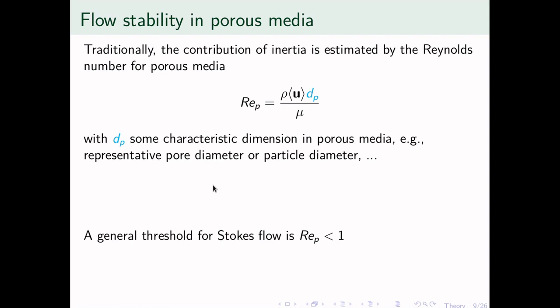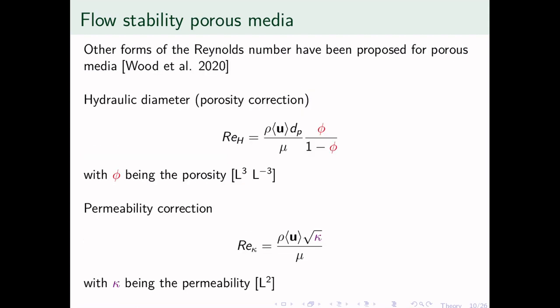For the Reynolds number for porous media, usually stability, or small contribution of inertia or non-Darcy effects, is for Reynolds number less than 1. Other forms or corrections of the Reynolds numbers have been proposed for porous media. One is the hydraulic diameter or porosity correction, where we include a correction for phi, which is the porosity of the system. A correction based on the permeability. So here we need the permeability calculated using some form of Darcy's law to calculate the Reynolds number.